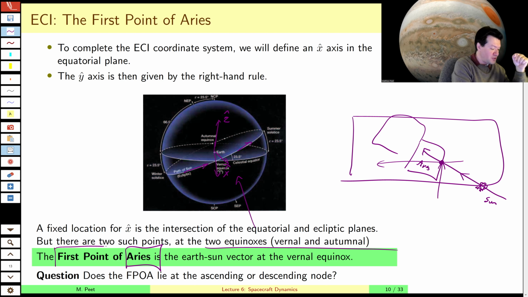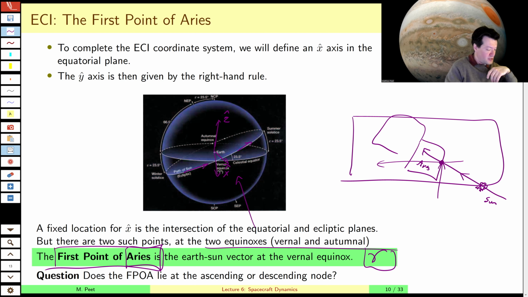So the first point of Aries is a very, very important vector, not least because it changes with time and is hard to fix, so it gets its own special symbol. I think it looks like a ram, something like that, for Aries, the ram, who no one knows about except for the fact that it's the first point of Aries.